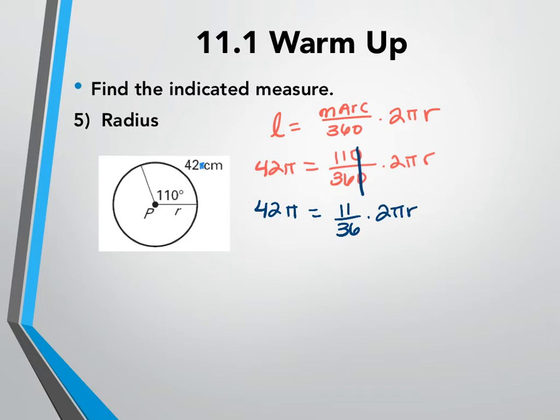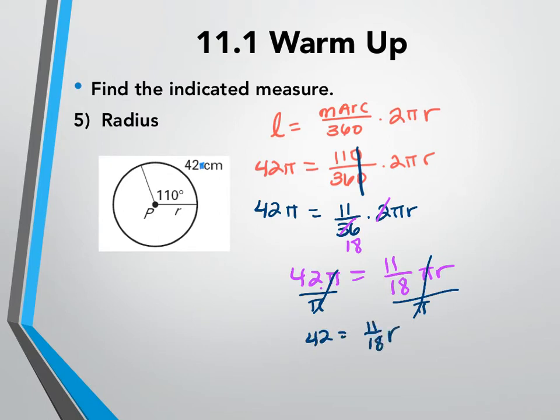2 can go into that 36, 18 times. And now the right side is as simplified as it gets, 11 over 18 pi r. I want to get rid of the pi's, so I can divide both sides by pi. They're gone. And I get 42 equals 11 over 18 r. I can, in one step, multiply by the reciprocal, or I can multiply by 18 and then divide by 11. It doesn't matter how you do that.